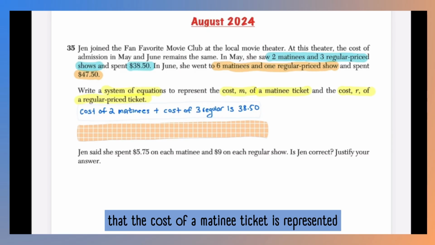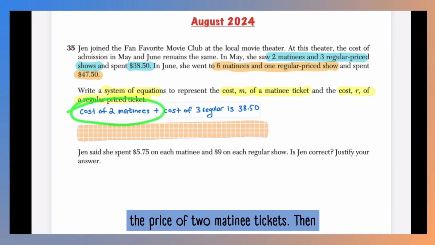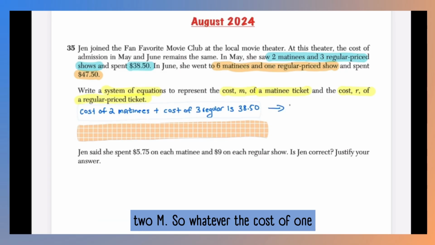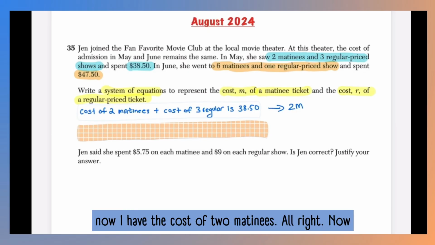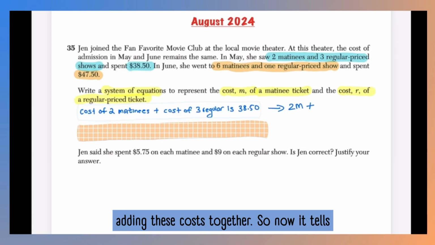So we are told that the cost of a matinee ticket is represented by the variable M. So if M represents the cost of 1 matinee ticket, and I am now talking about the price of 2 matinee tickets, then I'm going to represent that part of the sentence with 2M. So whatever the cost of 1 is, which is M, if I multiply that by 2, now I have the cost of 2 matinees, all right? Now, she went to both of these shows, so that's why we are adding these costs together.